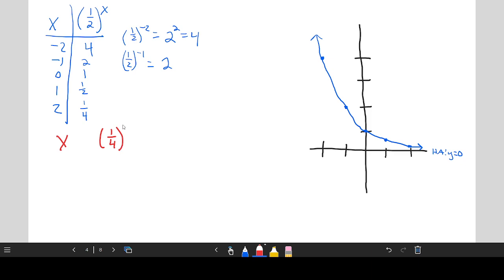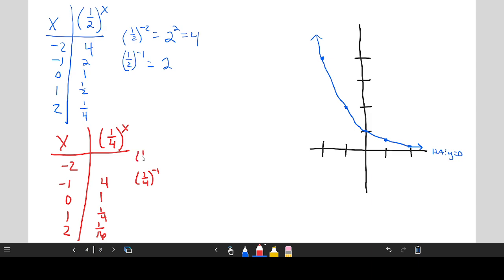And so if we look at (1/4)^x, it's going to be kind of similar. (1/4) squared is 1/16. (1/4) to the first is 1/4. (1/4) to the 0 is 1. (1/4) to the negative 1 is going to be the reciprocal of 1/4. And then (1/4) to the negative 2 is going to be 4 squared.